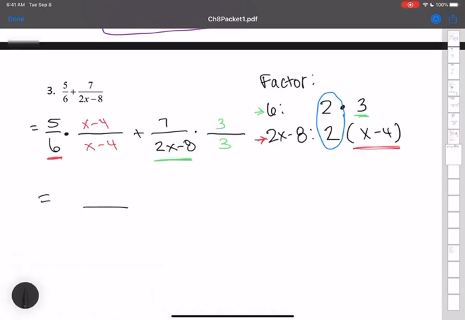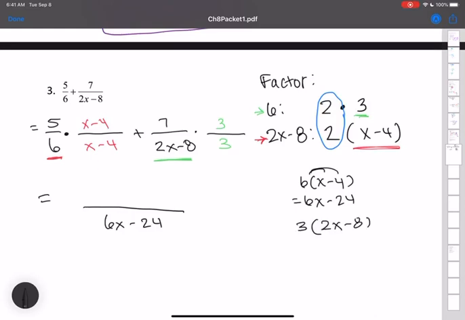Now, do I have common denominators? It might be a little bit harder to see this one. If we do have common denominators, they end up being 6x minus 24. Let me show you why here off to the side. Because if I have 6 over x minus 4, I would have 6x minus 24. Now in the second one, I have 3 times 2x minus 8, distribute, I would again get 6x minus 24. So we get there different ways, but they are equivalent. So we do have common denominators of 6x minus 24.